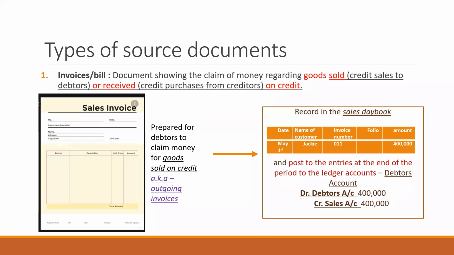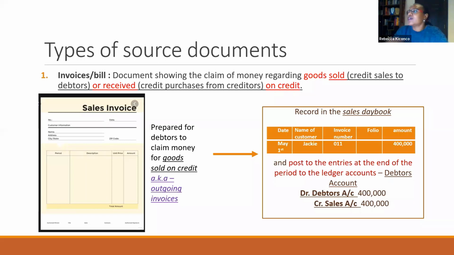Okay. So the source document is the sales invoice. We shall get the information from the sales invoice and record it in a journal called the sales day book. This book is also called the sales journal. Now, how do we record this in the sales journal or the sales day book? This is basically a book to record credit sales.